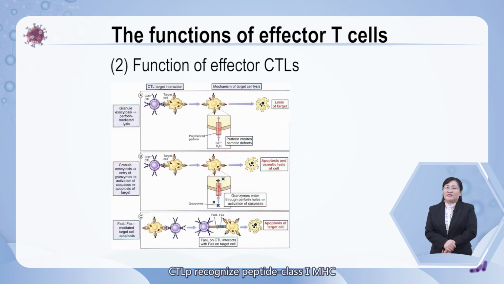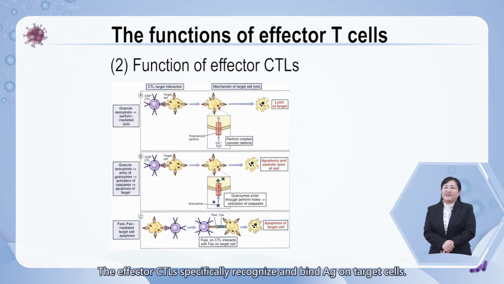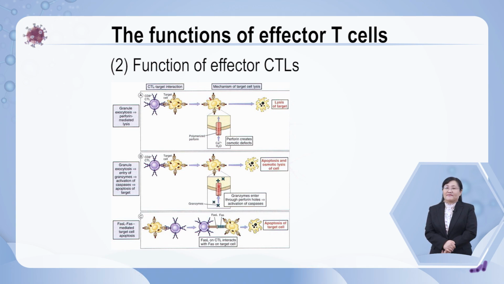CTL precursor recognizes peptide class 1 MHC to proliferate and differentiate to effector CTL under the action of interleukin-2 released by Th1 cells. The effector CTL specifically recognize and bind antigen on target cells. CTL release perforin, granzyme, and express Fas ligand to kill target cells.